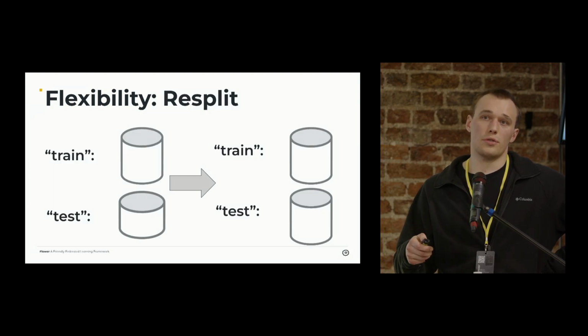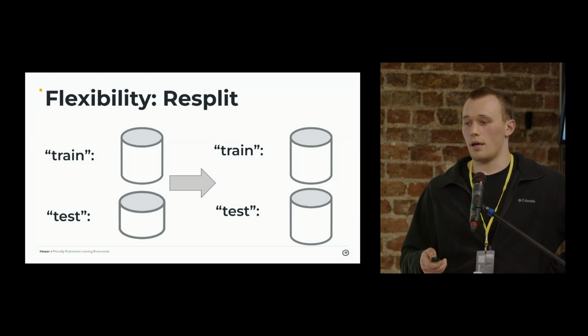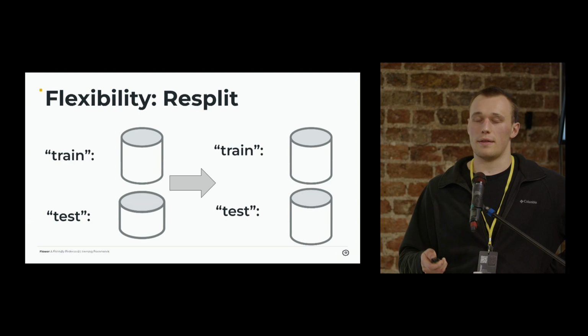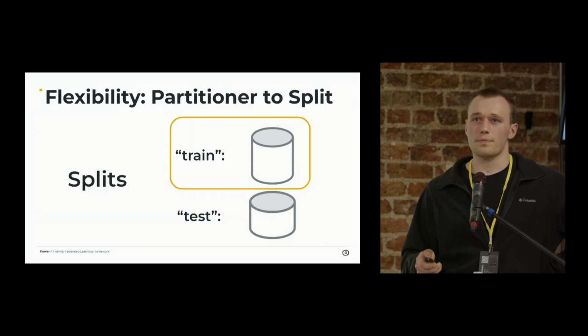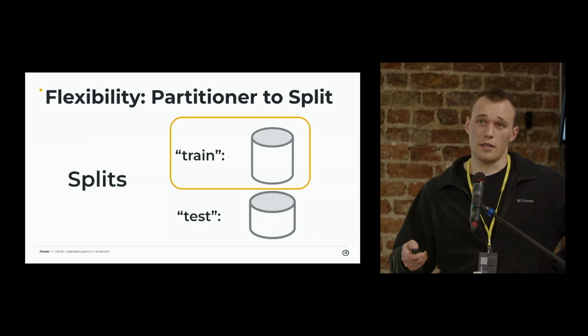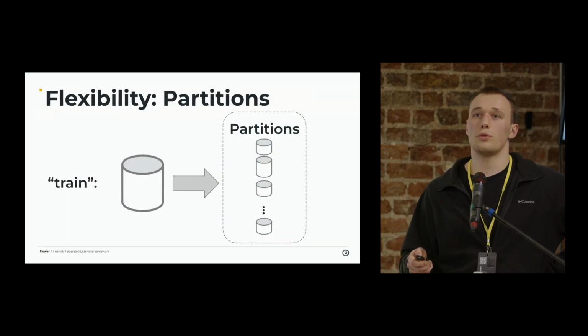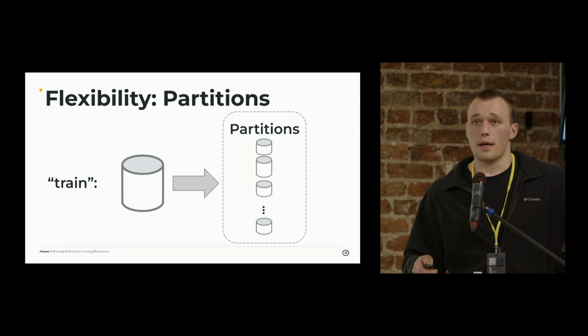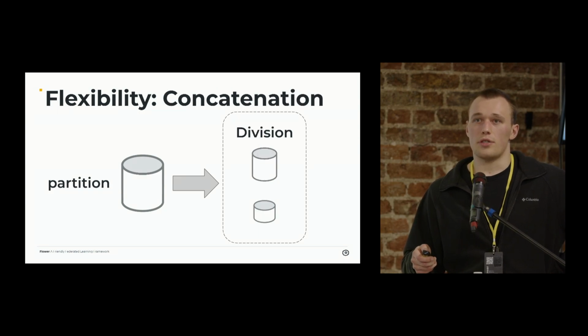You can also resplit the dataset. So train test to your new train test that, for example, contains 60-40 instead of 80-20% of the data. It's up to you. Well, let's say you want to partition the train part of the dataset. What do you do? You pick it and you assign the partitioner.